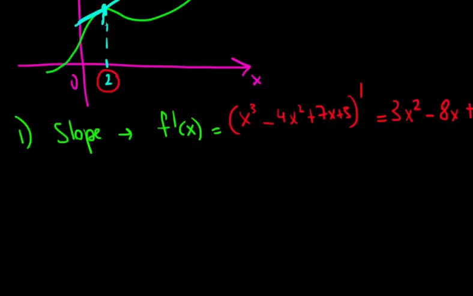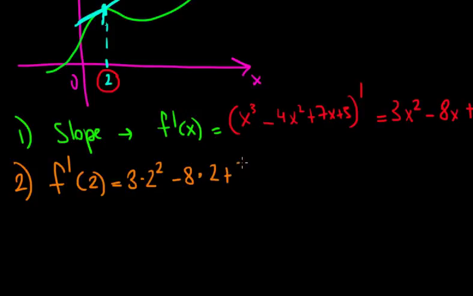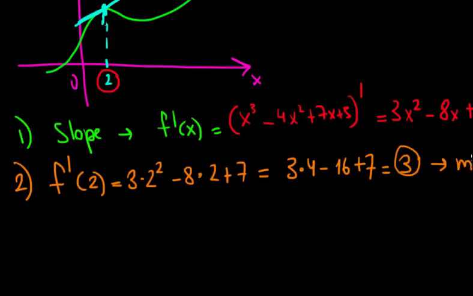If we need the slope exactly at the point of 2, we're just going to substitute 2 into our derivative. So we write 3 times 2 squared minus 8 times 2 plus 7. So that's 3 times 4, minus 8 times 2, that's 16, plus 7. 12 minus 16 is minus 4, plus 7 equals 3. That's the slope that we care about. That's our m. M equals 3.